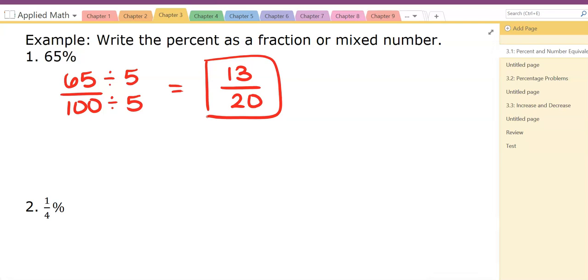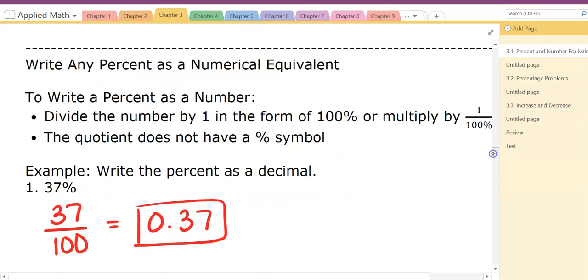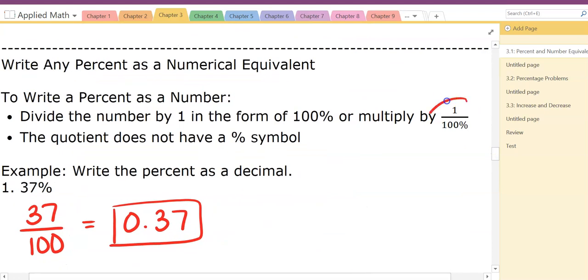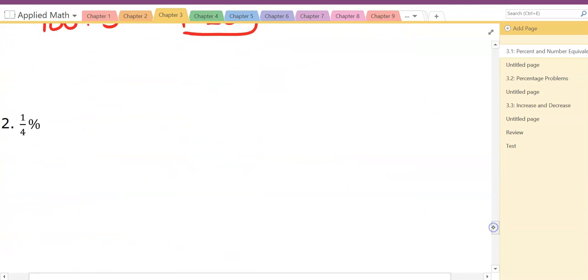Now, if you have one like number 2 that says 1/4, so it's already a fraction, we don't want to necessarily write divided by 100 because then you're going to have a fraction on top of a fraction. Remember, if we go back up here in our notes, it said in our rules that we can divide by 100 or multiply by 1 over 100. That's when you maybe want to use this instead. Because when we're dividing a fraction by another fraction, you have to multiply by the reciprocal. And the reciprocal of 100 would be 1 over 100. So that's where that came from.